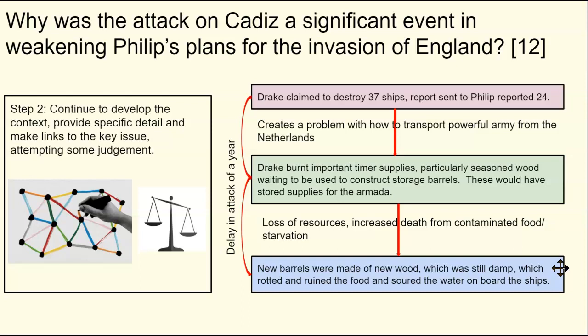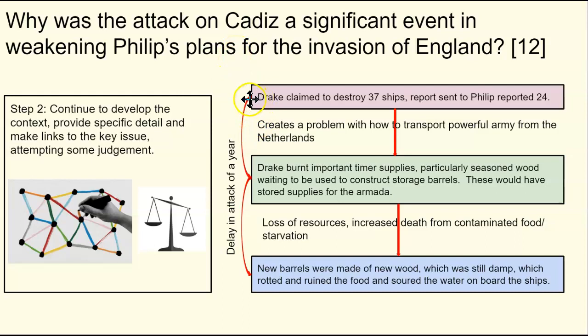So your second paragraph wants to have these 3 points in them, but it's not enough just to write these 3 points, because what it's asking us to do is to make links to the key issues. So we've got to think. Our question is asking, is it a significant event in weakening Philip's plans?